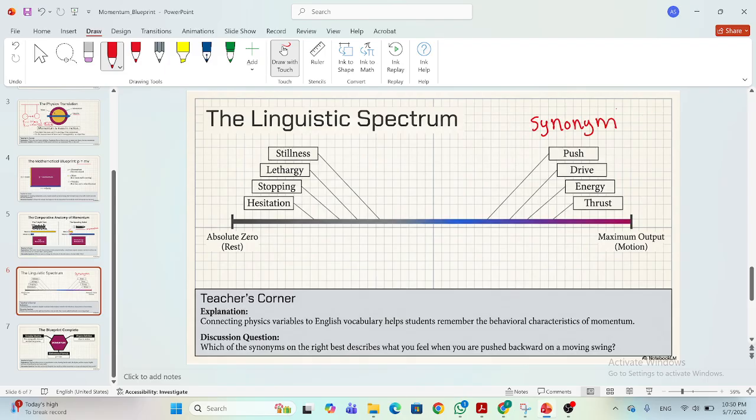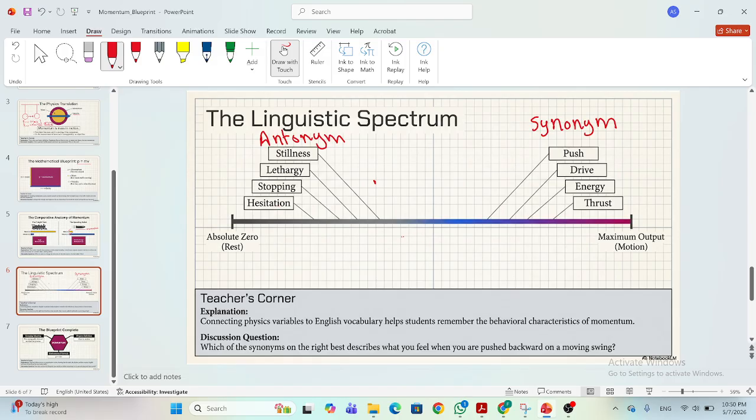Okay, and the opposite of momentum is stillness. This is called antonym. So what is the antonym of momentum? Antonym means stillness and lethargy, stopping, hesitation. This is exactly the opposite of the meaning of momentum.